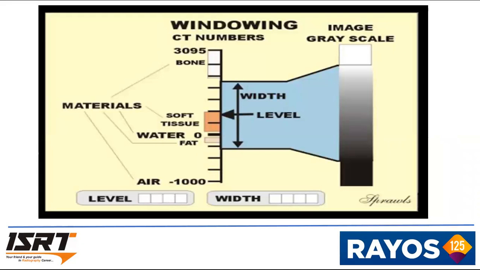And window level is toward the white end or the gray end of the gray scale. You can see the gray scale with the white end and gray end. And window level is the selection of that background towards the white end or gray end.